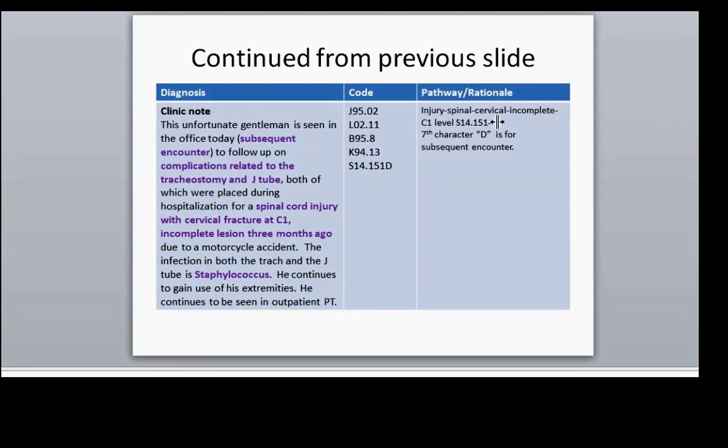And here it is with the seventh character D for subsequent encounter. This is considered a subsequent encounter and not a sequela because the patient is still receiving treatment for complications related to a surgery. So my understanding is that falls under a subsequent encounter.